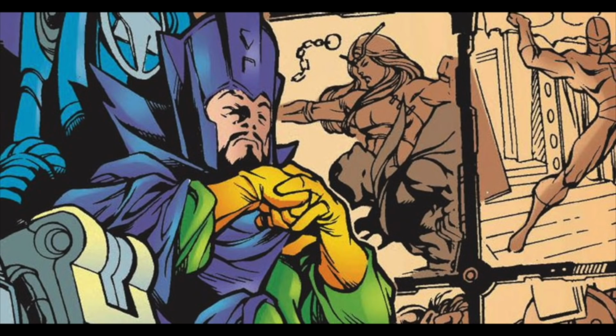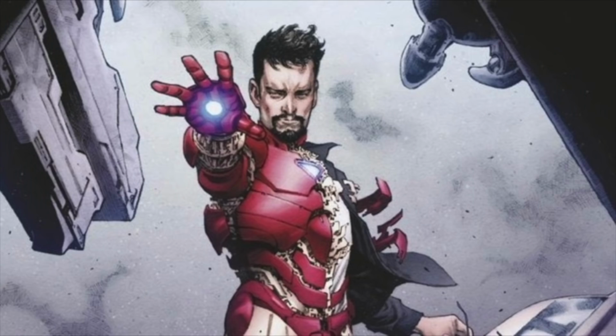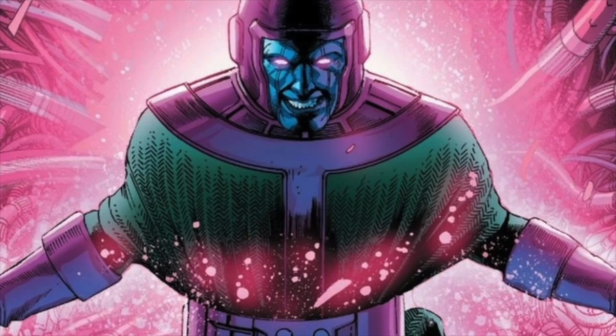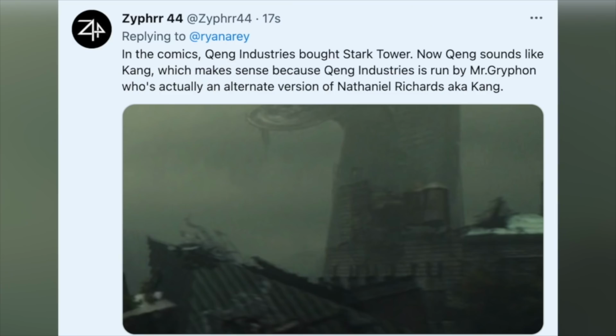And there's another Kang hint here, with Avengers Tower being renamed Kang Tower. In the comics, Tony Stark sells Avengers Tower to the King Corporation, which turns out to be a corporate front for the villain Kang. Thanks Zephyr44 for that one.